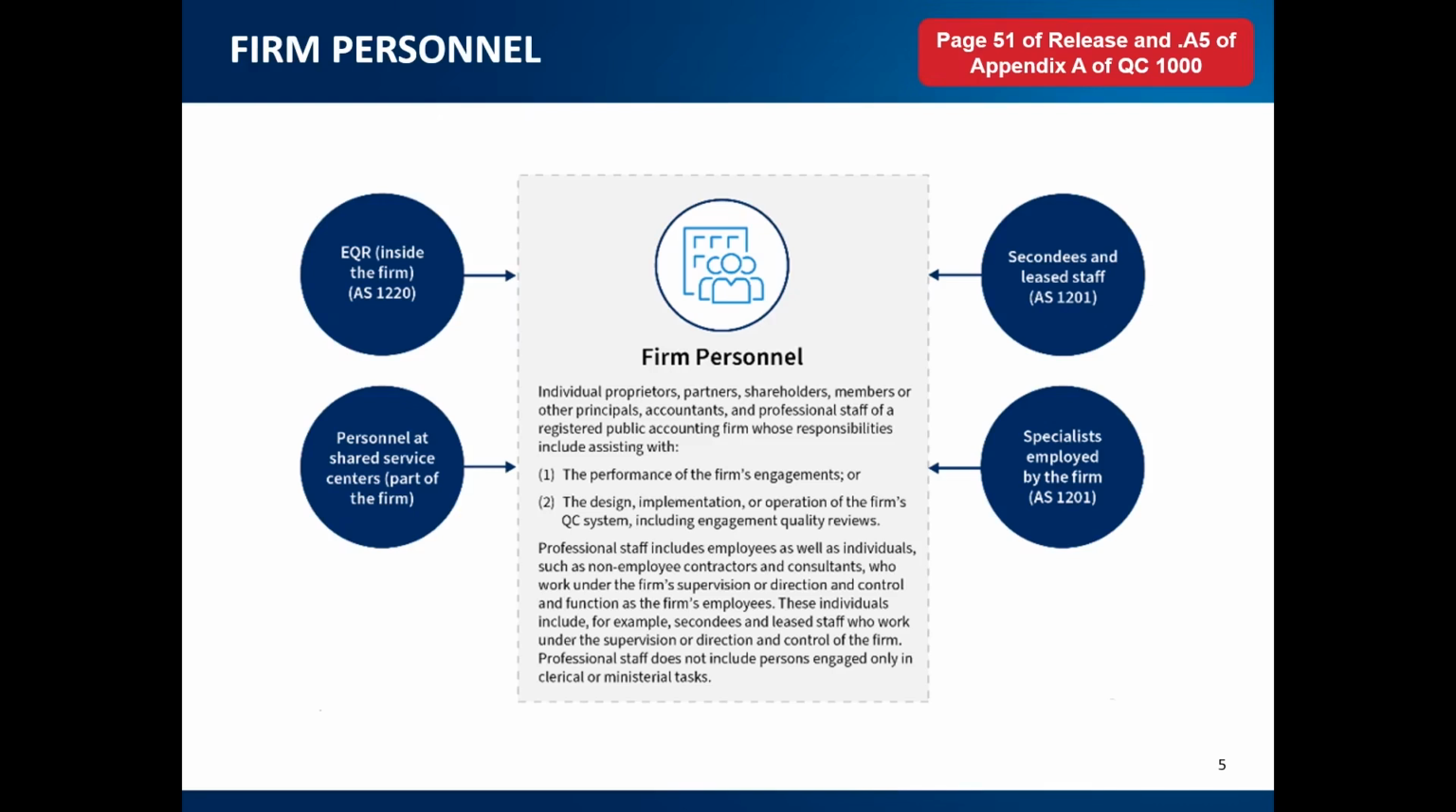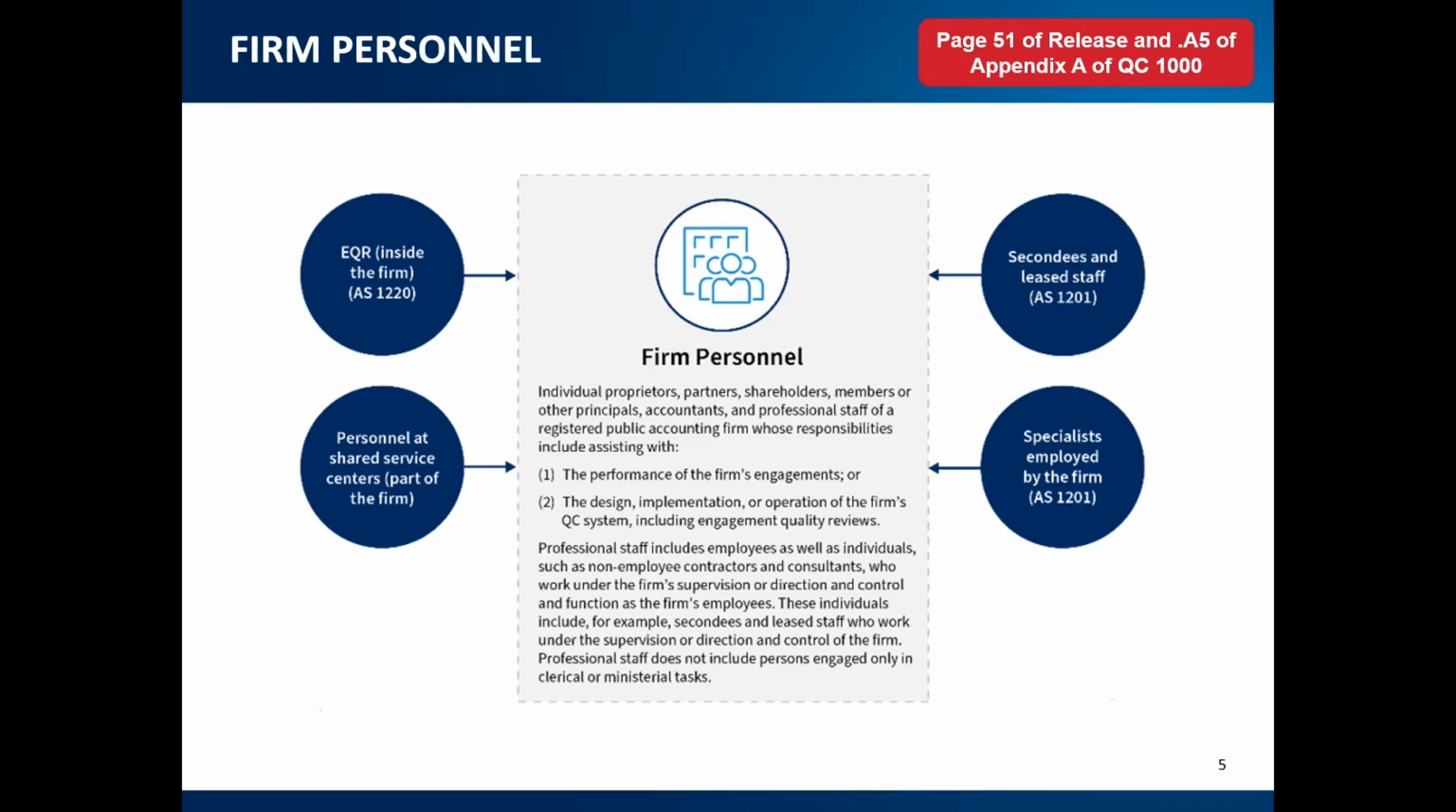Some examples of firm personnel include an engagement quality reviewer who is an employee or a partner of the firm, personnel at a shared service center where the structure is such that the shared service center is part of the firm, secondees and lease staff under the supervision and direction and control of the firm, and specialists employed by the firm. I want to emphasize that professional staff includes employees as well as individuals, such as non-employee contractors and consultants who work under the firm's supervision or direction and control and function as the firm's employees.